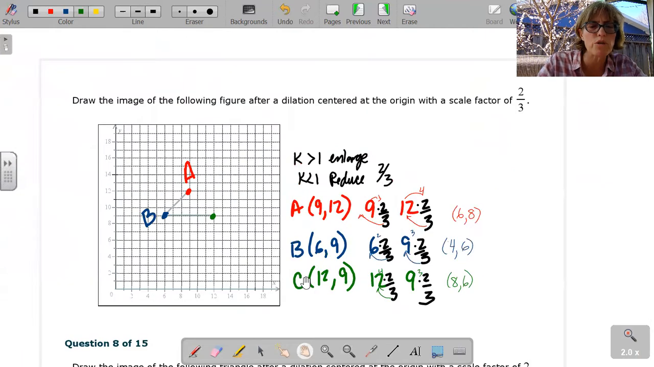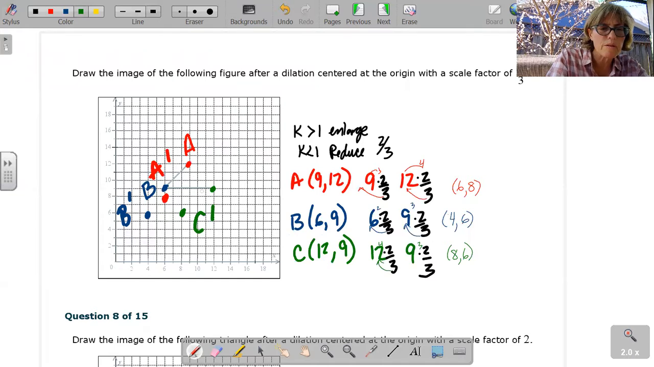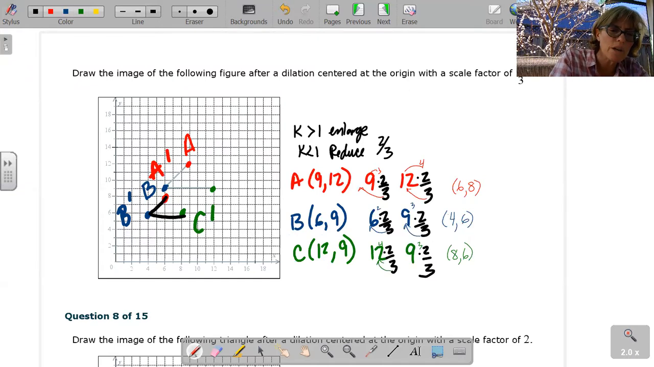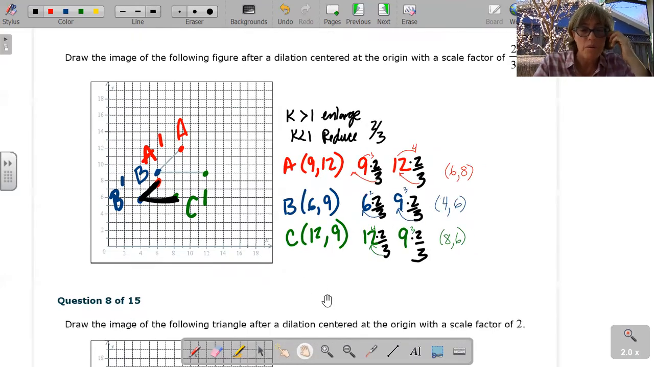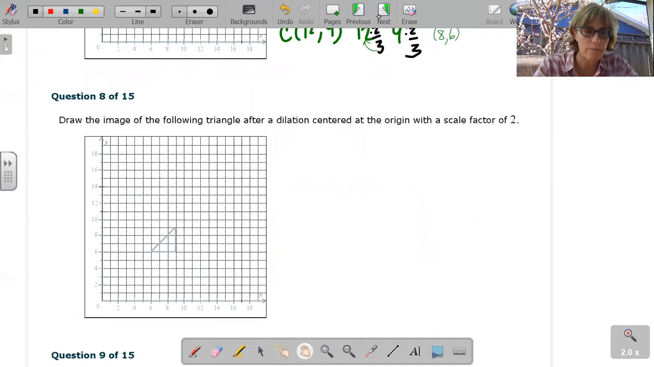And when you graph these points, you should end up with the same shape, different size, because these are similar. So 6, 8, that's going to be our A prime. 4, 6, that's going to be B prime. And 8, 6, C prime. Connect: same shape, different size. It obviously has shrunk. So this one, if you were to dilate by 2, you're going to be getting larger.